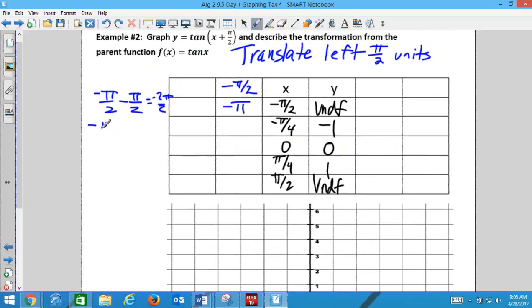Negative pi over 4, subtract pi over 2. I would need a common denominator. I'm going to multiply the top and the bottom by 2. I'm going to get negative 3 pi over 4. 0 minus pi over 2 is negative pi over 2. Pi over 4 minus pi over 2. Common denominator, multiply by 2. And I get negative pi over 4. And then pi over 2 minus pi over 2 is 0.